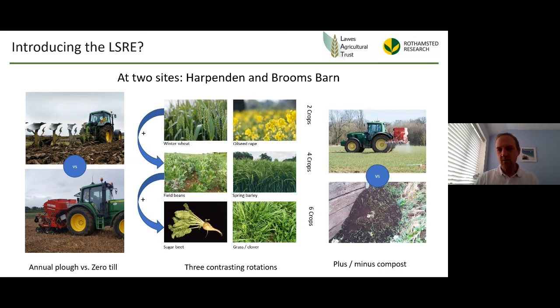We then, on that cultivation treatment, have 3 rotations with increasing crop functional diversity. So at the top there we have 2 wheats and oilseed rape. Then we introduce in a 5-year rotation field beans and spring barley, and then in a 7-year rotation we have a 2-year short-term grass clover lay, and we replace the oilseed rape either with sugar beet at Brooms Barn or linseed at Harpenden. And then each of those main plots is split into 2 with organic amendments on one side and just inorganic fertilizers on the other side.